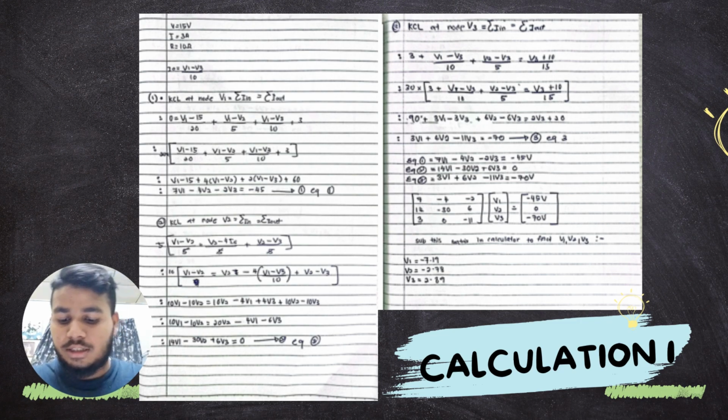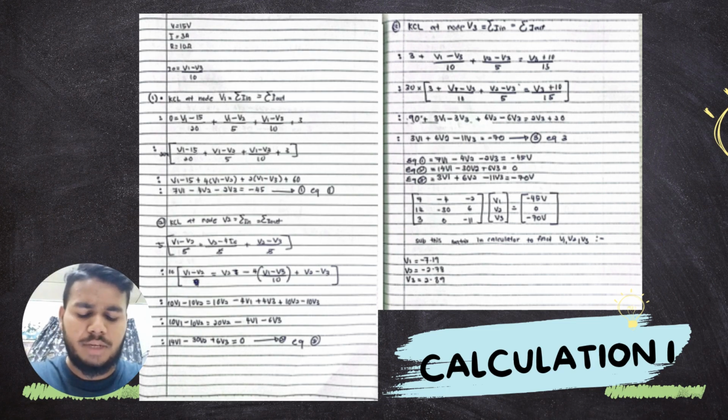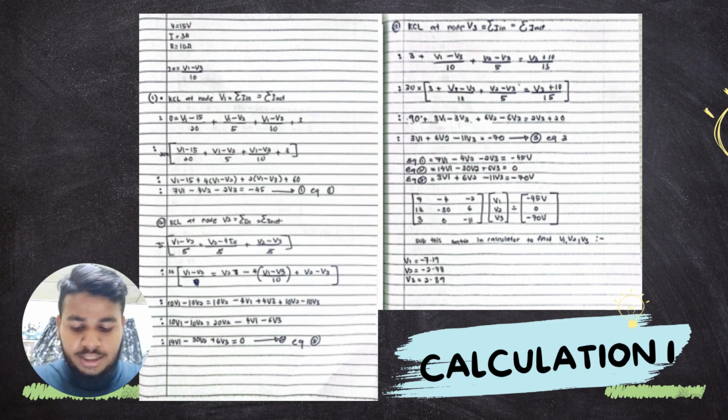and the second equation for V2, the nodal is V1 minus V2 over 5 equals to V2 minus 4 IO over 5 plus V2 minus V3 over 5, and we need to simplify. The final answer we should get is 14V1 minus 30V2 plus 6V3 is equal to 0. That's equation 2.